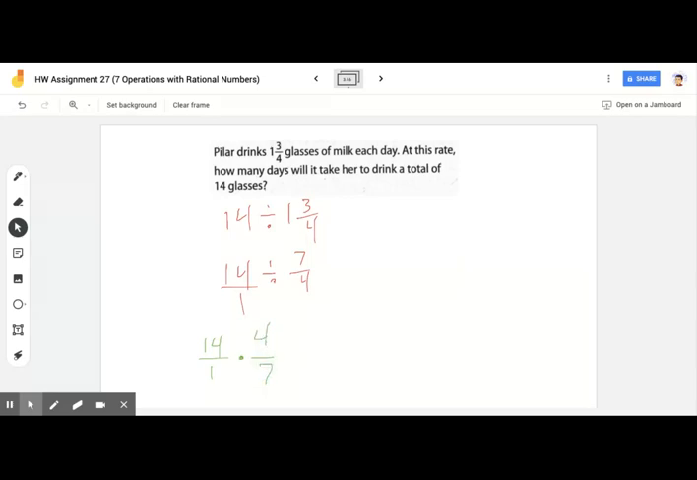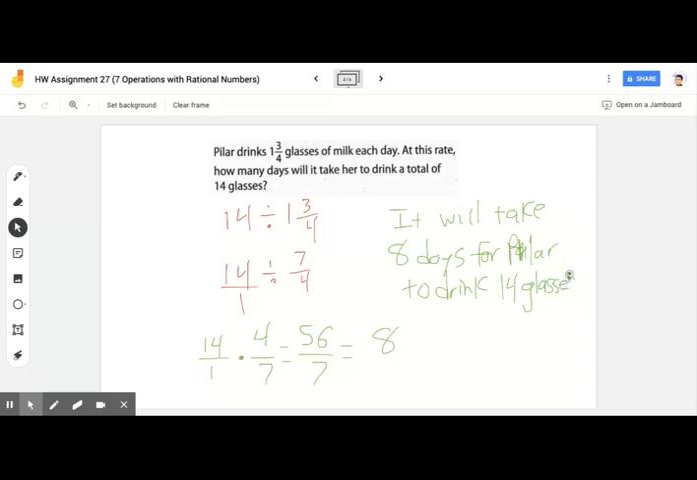We multiply 14 times 4, which is going to be 56 over 7, which actually equals a nice number here, 8. So it will take 8 days for Pilar to drink 14 glasses. And it does make sense.